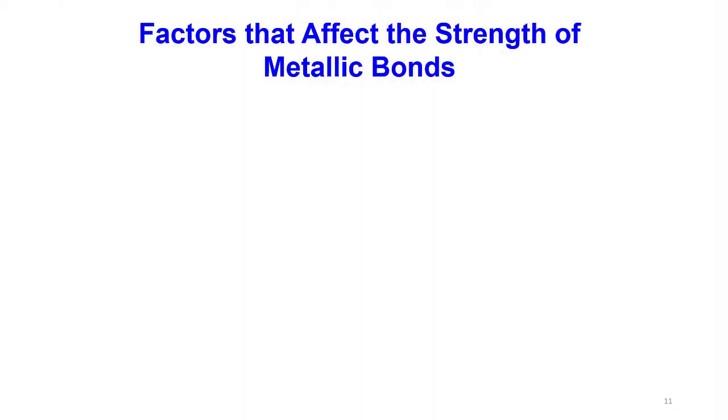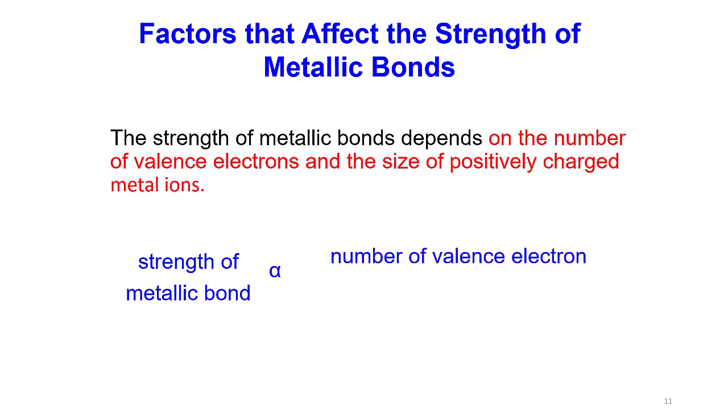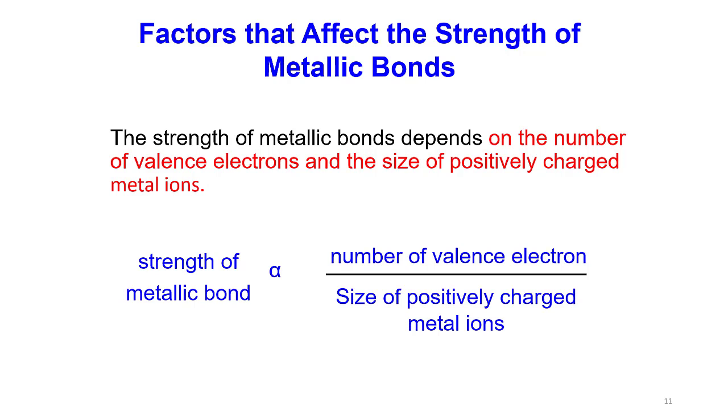Now we are going to study the factors that affect the strength of metallic bond. The strength of metallic bonds depends on two factors. Firstly, the number of valence electrons, and the other factor is the size of positively charged metal ion. The strength of metallic bond is directly proportional to the number of valence electrons, but the strength of metallic bond is inversely proportional to the size of positively charged metal ions.